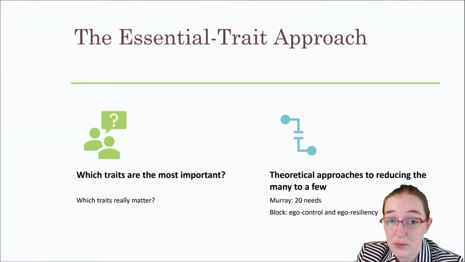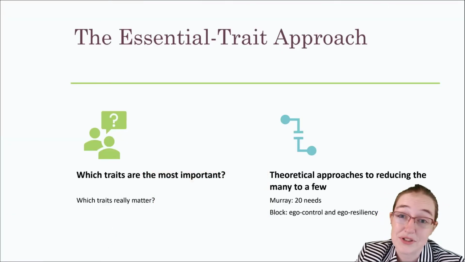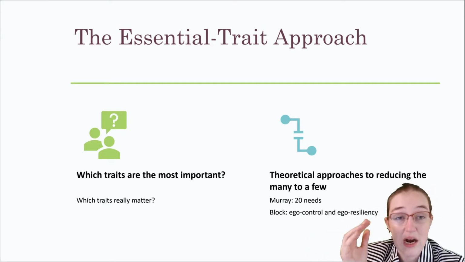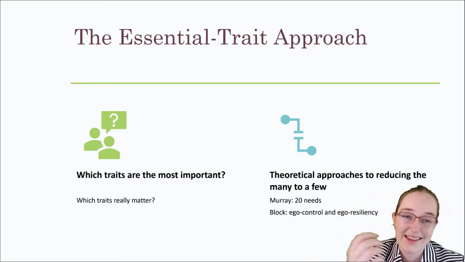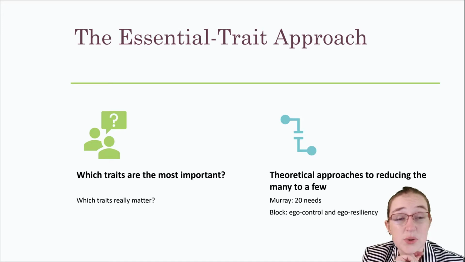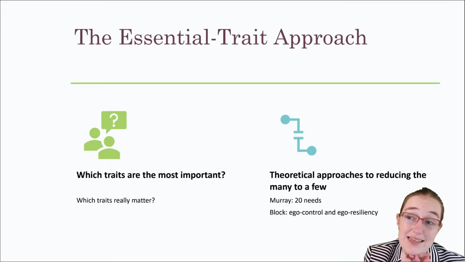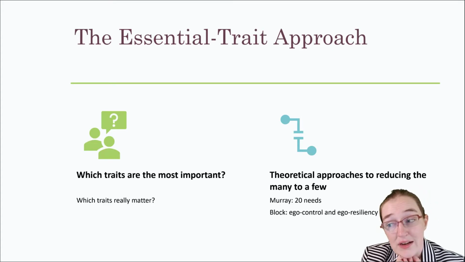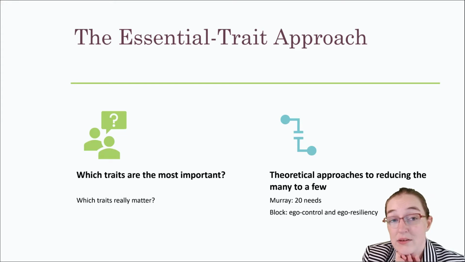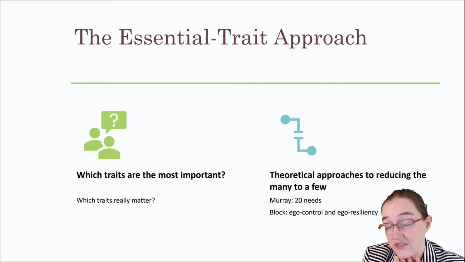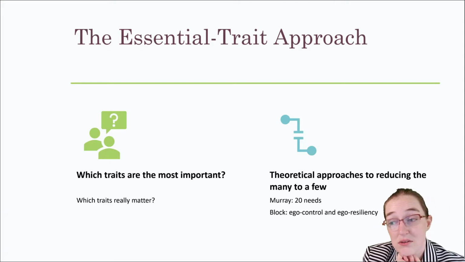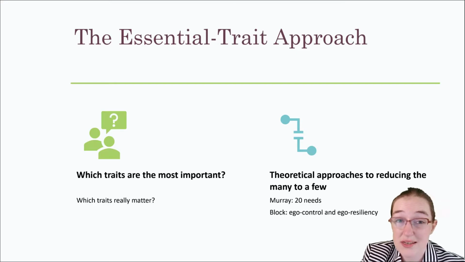Okay, so how do we decide which trait? So the essential trait approach is kind of not a compromise, but here's the fundamental question. Which traits are most important? Do we really need all of them? Do we really need the 2,800 that Warren Norman collected? Or the even longer one, I think one of the Cattell brothers. Which traits really matter? Which traits are essential?